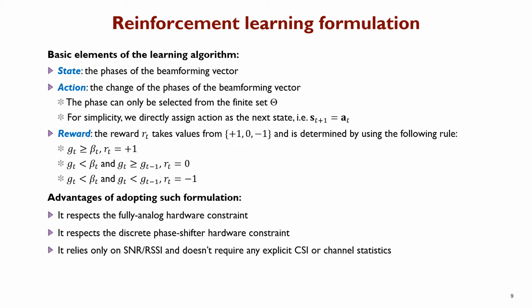And finally, this formulation doesn't require any channel state information because from the definition of the reward, we have a threshold beta t, which starts from 0, and whenever the base station finds a beamforming vector that achieves the best beamforming gain so far, this threshold will get updated with this new gain. So it doesn't require any channel state information or even any statistics of the channel state.